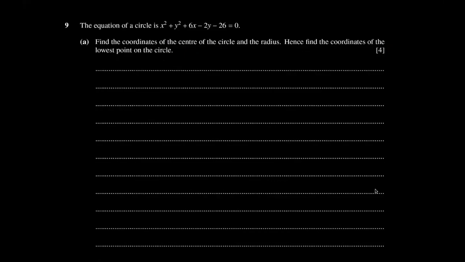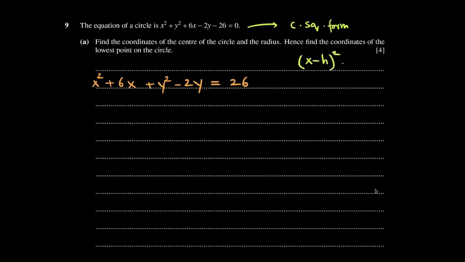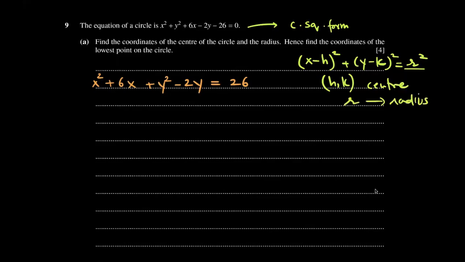let's write it in the proper format, x square, and 6x goes with that. And then y square, and then negative 2y goes with that. And let's transfer 26 to the other side. And we have to change it into the completed square form. What is the completed square form? X minus h whole square plus y minus k whole square equals r square, where h, k is the center of the circle and r is the radius. Keep in mind, on the other side, we get r square.